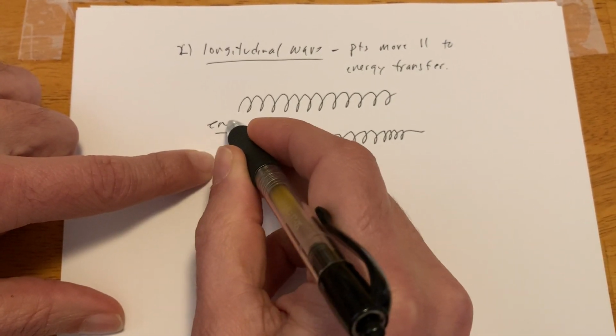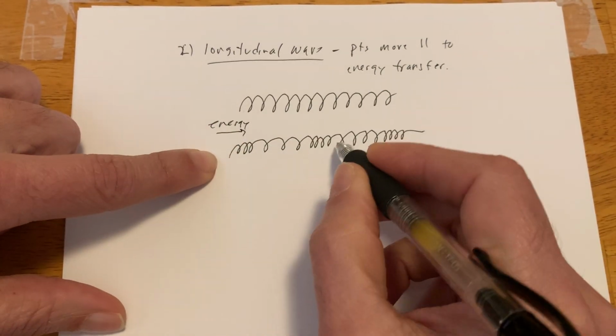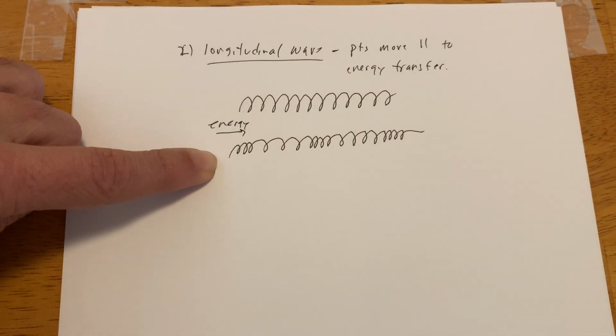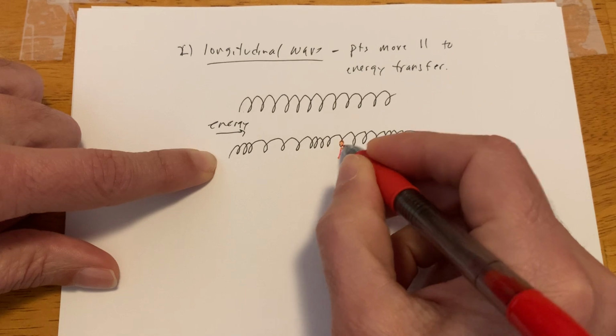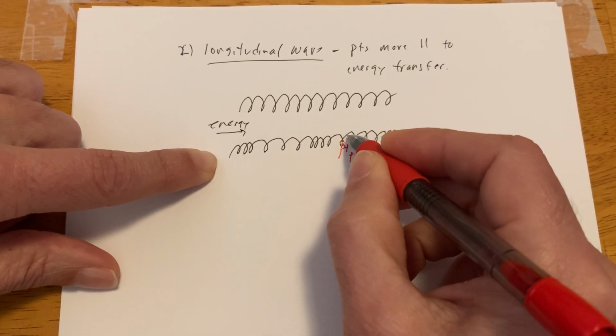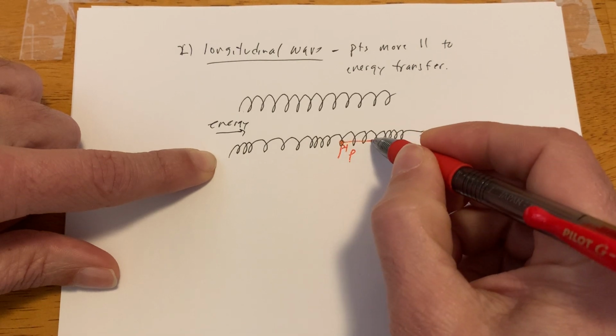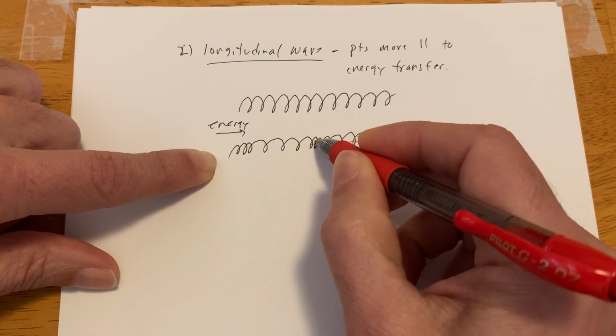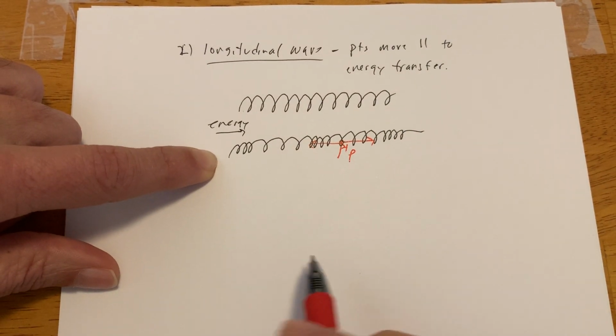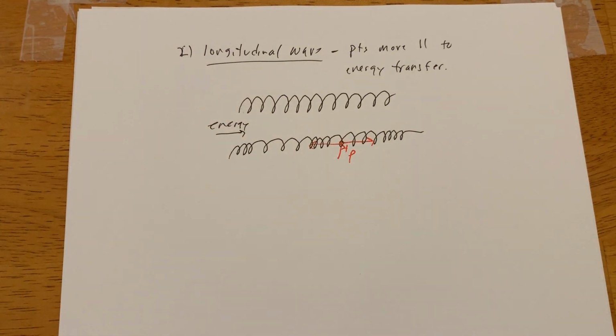Here's my energy, right? What about the points on the wave? If I call this a point right there, there's point P. What's going to happen? As the wave moves from left to right, this point is going to go to the right, and then it's going to wiggle back and forth, right? So here, by definition, is a longitudinal wave.